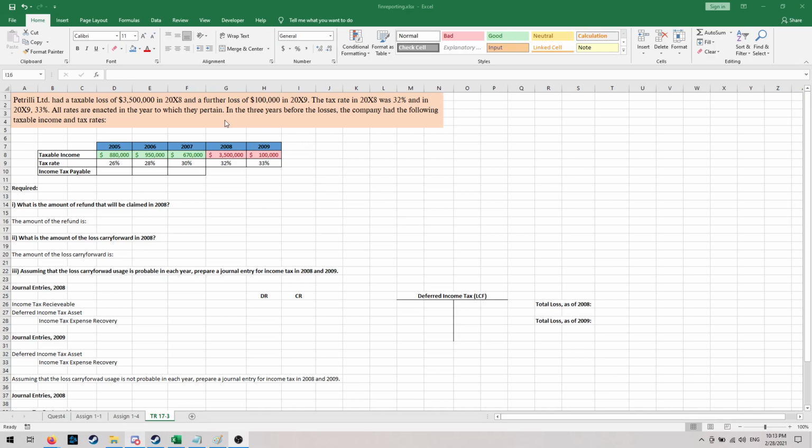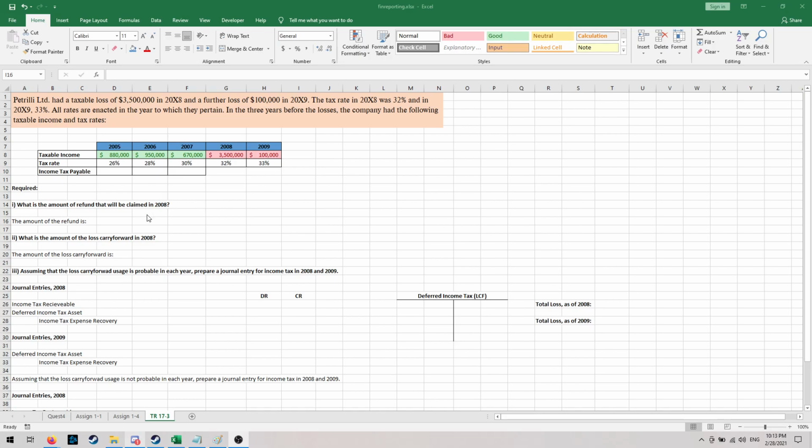So with that said, we're given some information about a company called Petrelli Limited. For the first 3 years they were in business, they made money. They suffered a fairly significant loss in 2008, and they suffered a further loss in 2009. We're also given the tax rates for each year, and we can see the tax rates progressively increasing. And there are 4 parts to this question.